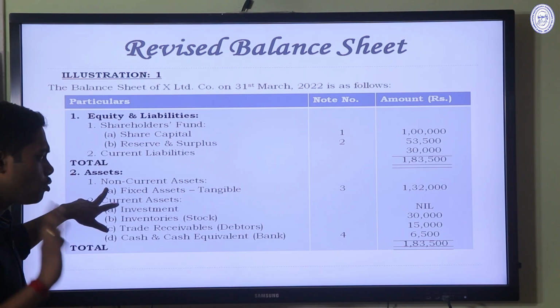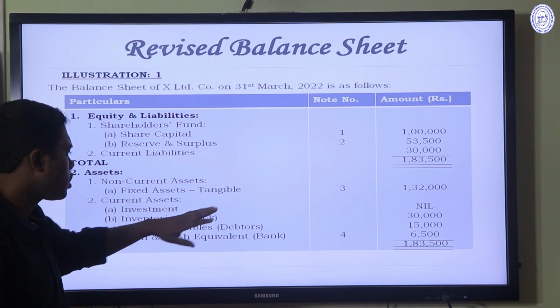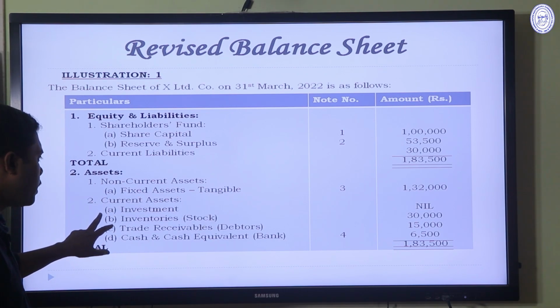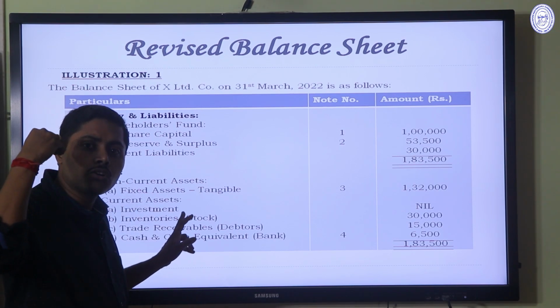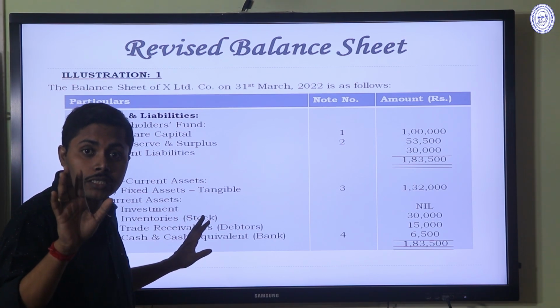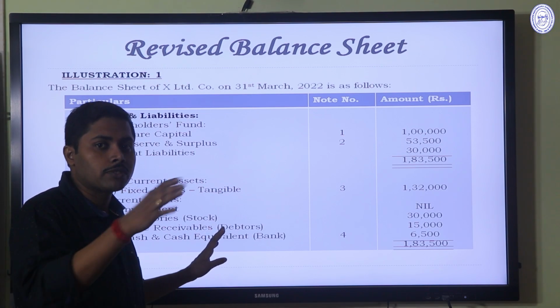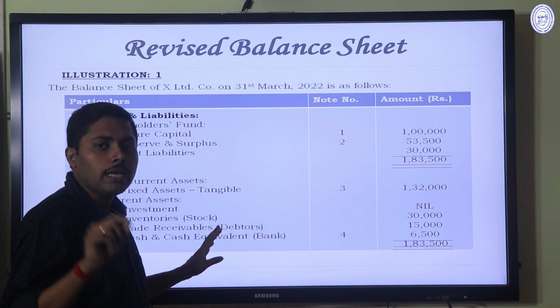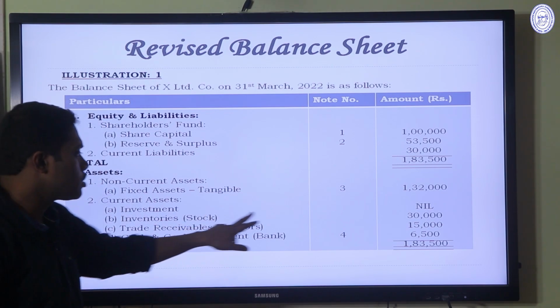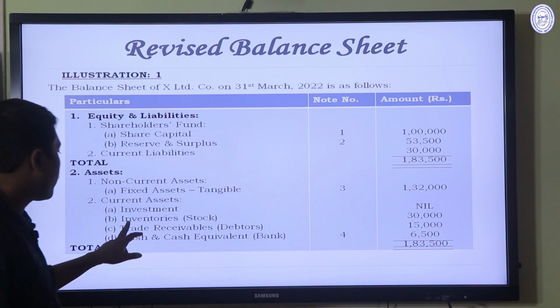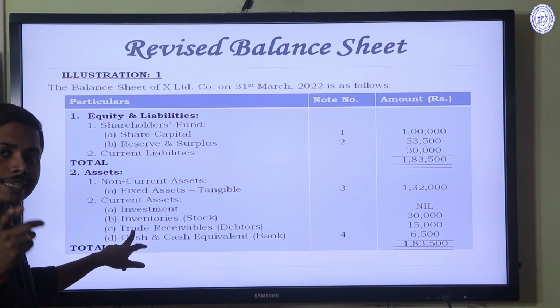Non-current asset, there is also no change in tangible non-current asset. Investment, there is no investment during this particular period. You sold out all the investment for the purpose of liquidity, not for the purpose of regulatory provisions of redemption of preference share. It is only for the purpose of liquidity. Investments are being sold, so there is no investment, nil, and the rest, inventory and receivables, are the same.